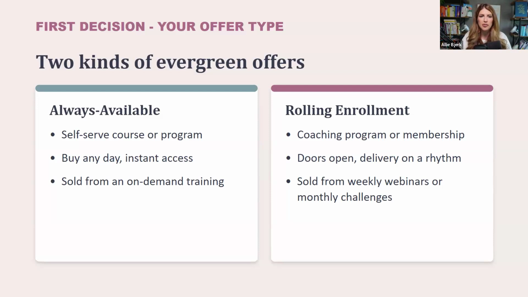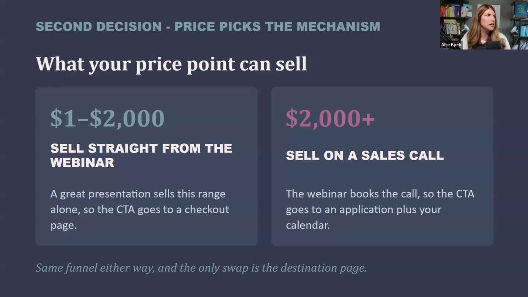So I liked being able to talk to people about it and give them direct feedback and specific feedback based on their business too. So those are the two types that we're going to be talking about for the rest of this training: either the always available buy from an evergreen on-demand webinar, or rolling enrollment from a live training that happens weekly.